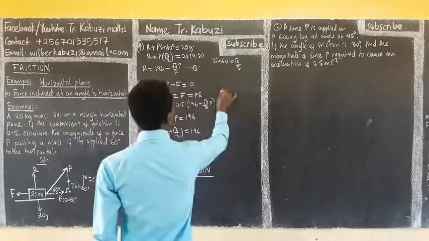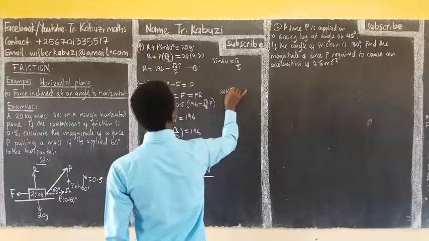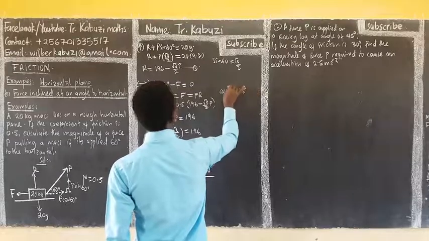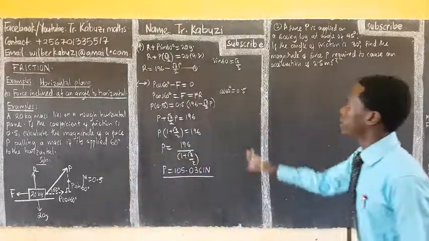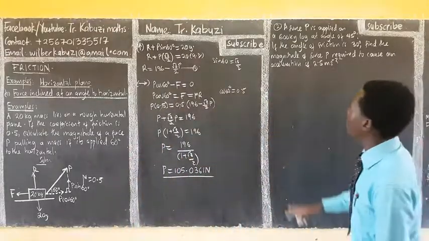Okay, so we note here that cos 60 is 0.5. Don't ask where it is coming from, those are special angles. Okay, then you now handle this one.